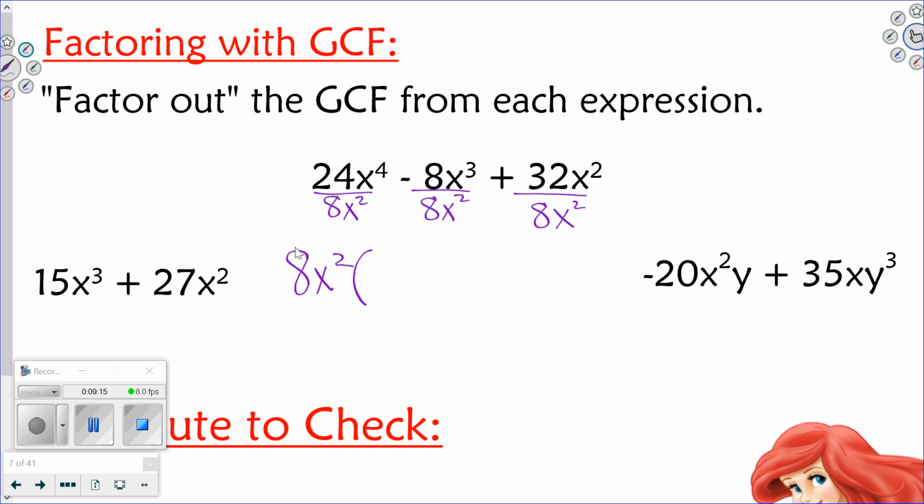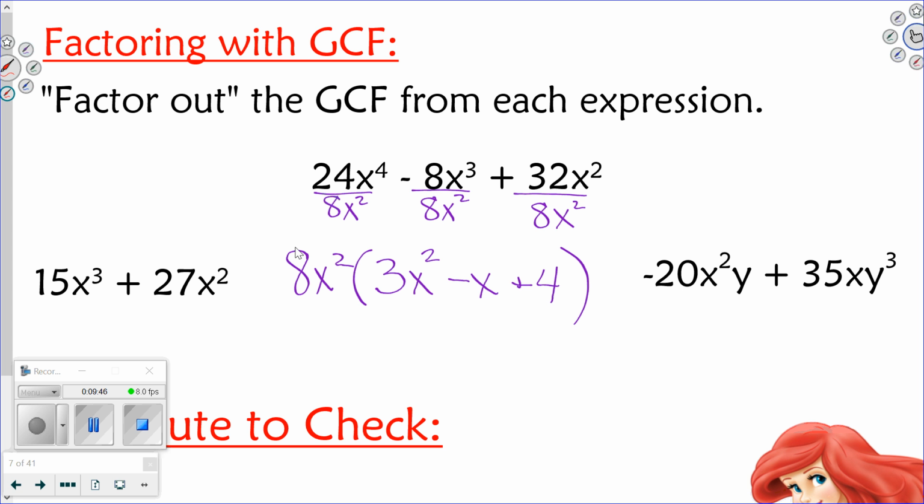So 24 divided by 8 is 3. I had x to the 4th. I took away x squared. How many do I have left? x squared. Negative 8 divided by 8 is negative 1. And then I had 3 x's. I took away 2. I have 1 left. 32 divided by 8 is 4. I had 2 x's. I took 2 x's. They've got no x's left.